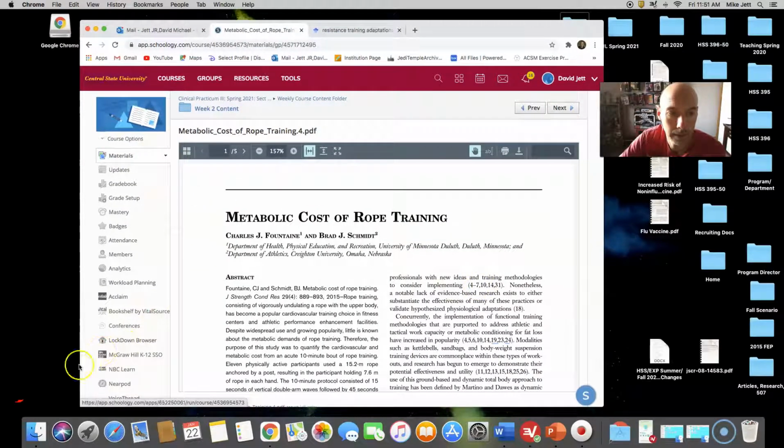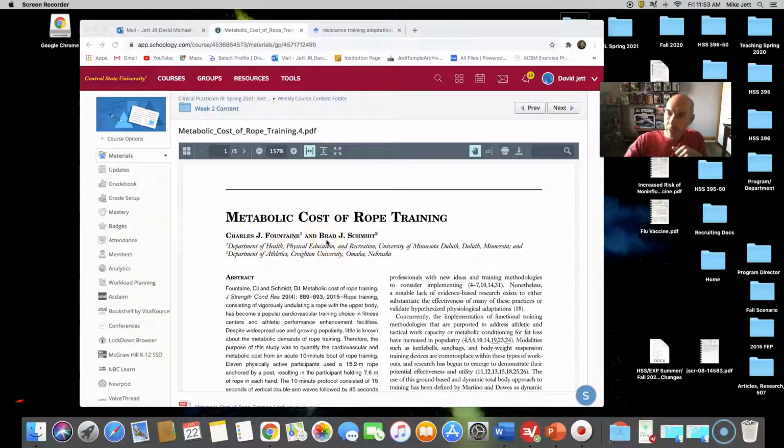All right, so what we're going to do is sort of break down the structure of the article first and not really get into the message that it's bringing. Okay, so when we open up a research article, depending upon the journal that the article is in, it might look a little bit different, but it's going to be pretty similar. So here at the top, we have the title of the article. So in this case, Metabolic Cost of Rope Training.